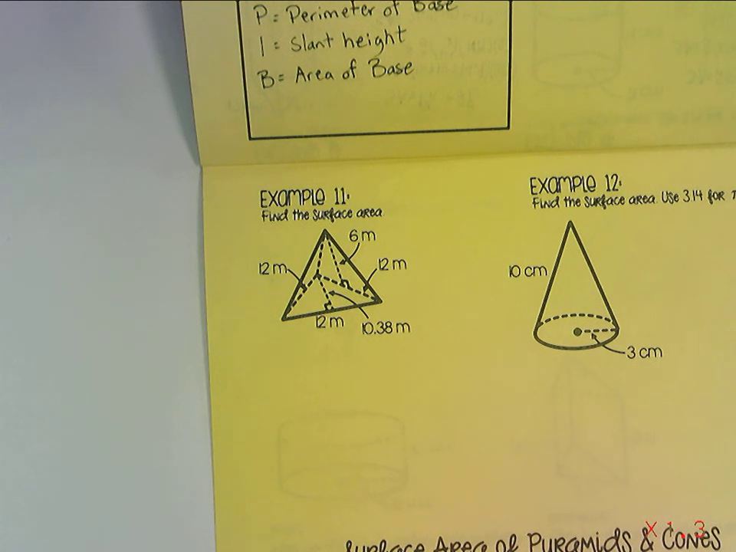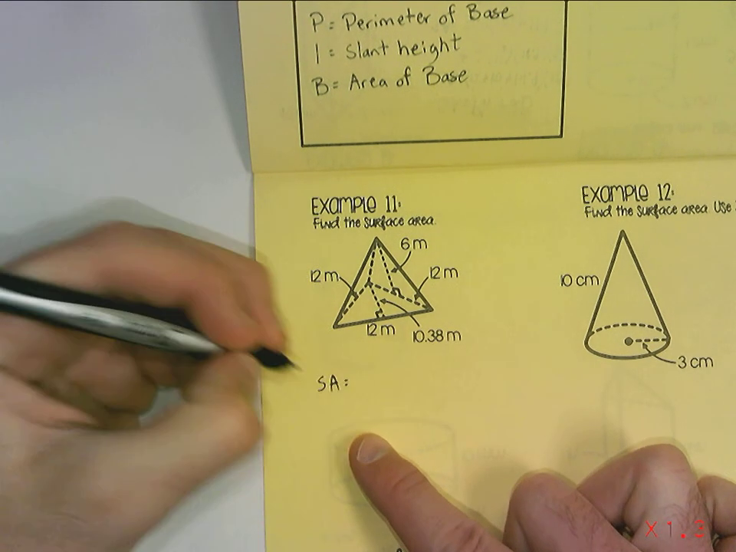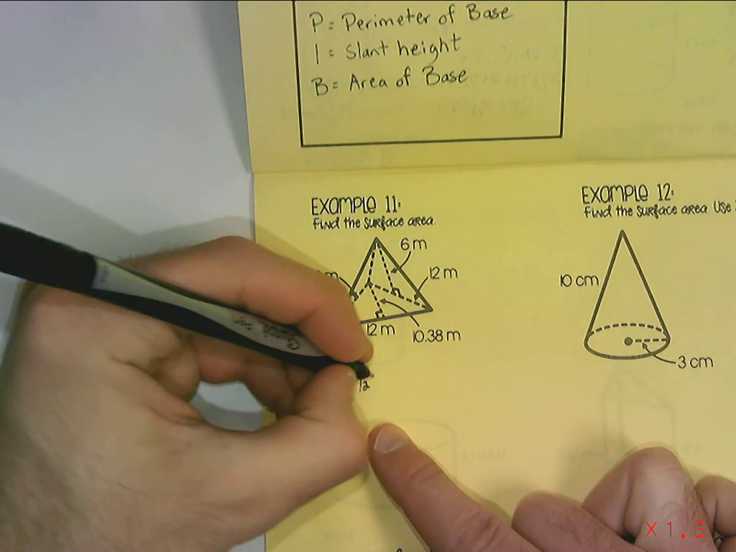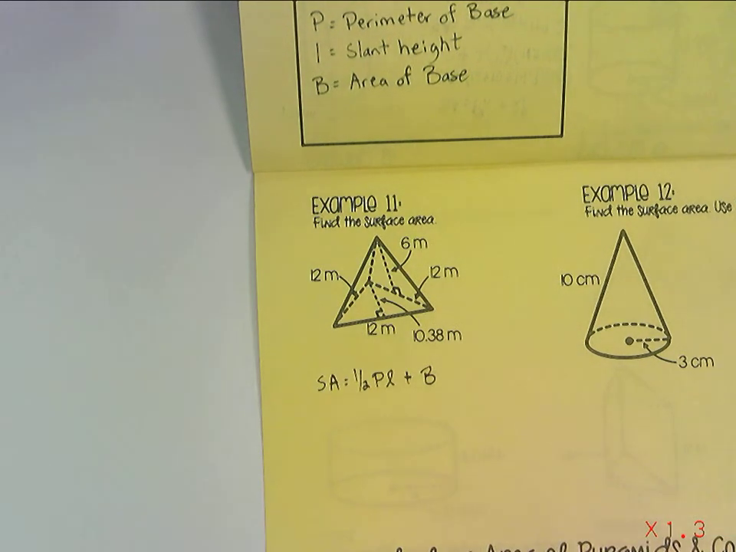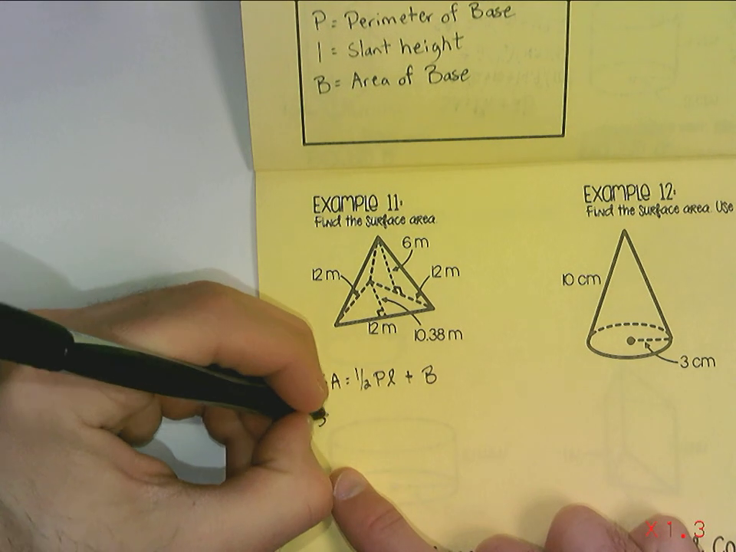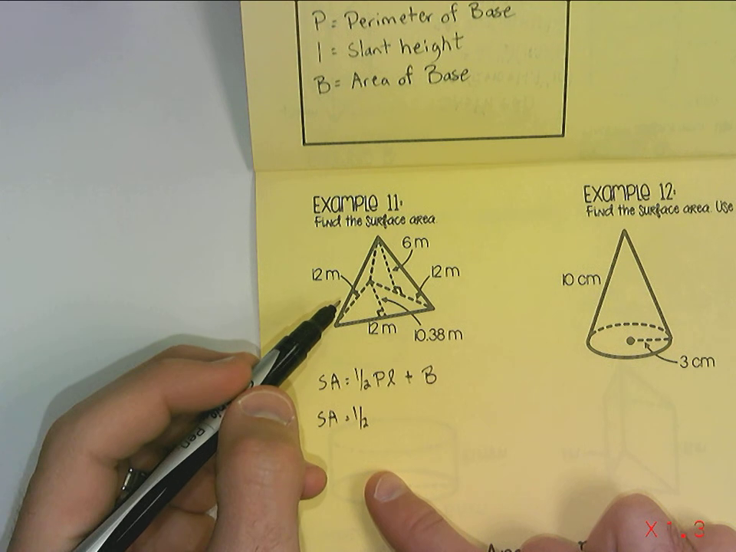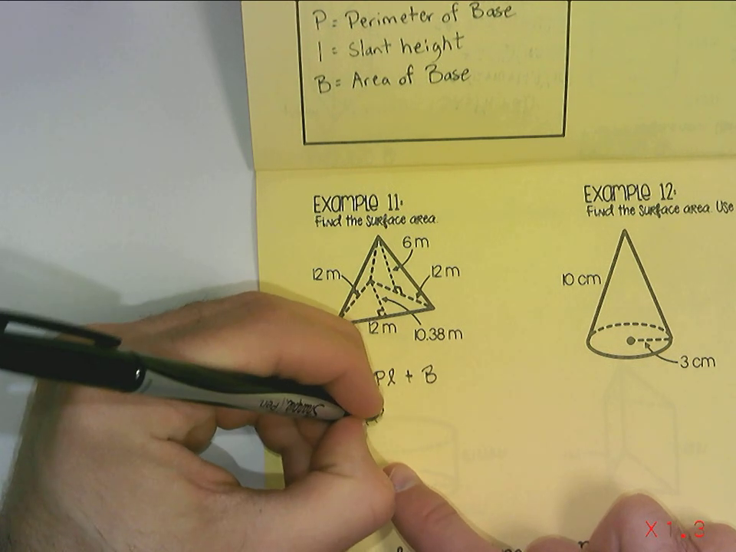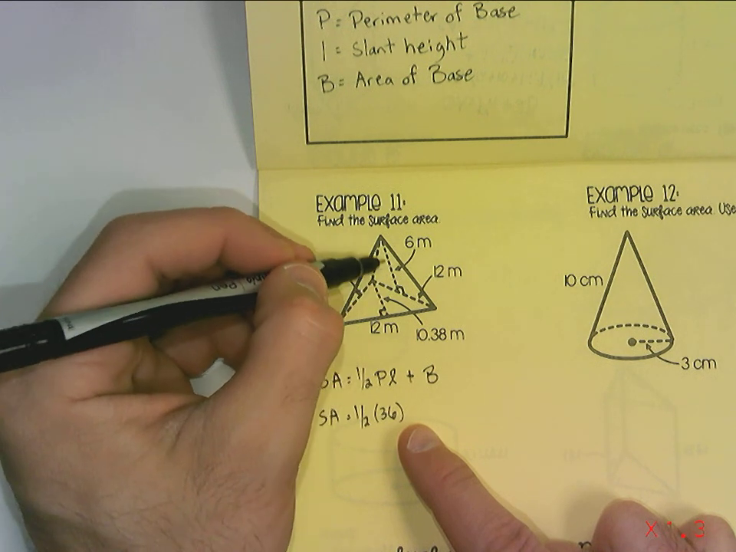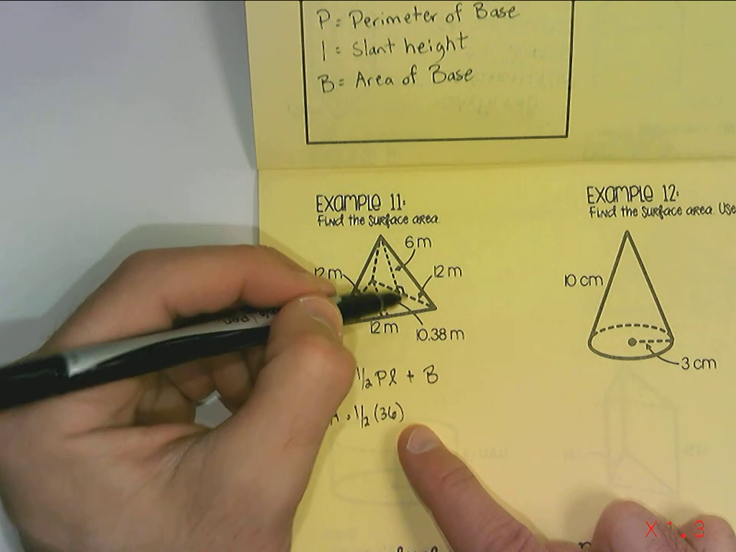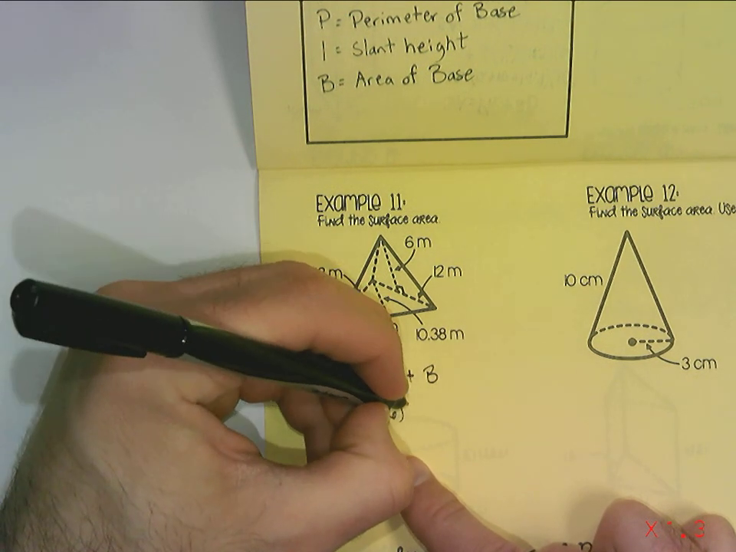So we have the same idea here. Surface area equals 1/2 perimeter of the base times the slant height plus the area of the base. So that means surface area equals 1/2. Perimeter would be 12, 12, and 12, so 36, because I'm just going to add those up right away. Slant height is going to be this 6. That's going up because it's slanted. The base one isn't. So it's going to be 6.